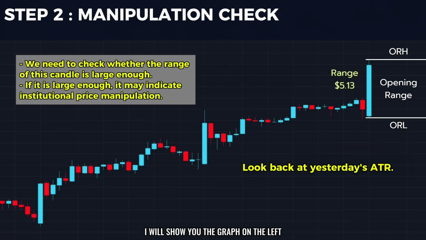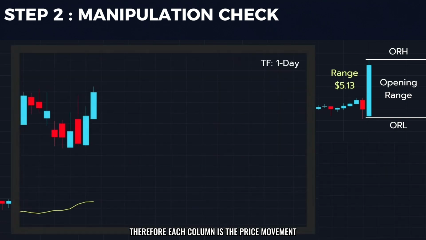I will show you the graph on the left. This graph is a one-day time frame. Therefore, each column is the price movement of yesterday and the day before. At the bottom is the ATR that measures the price fluctuation. We will focus on yesterday's column and look at the ATR. We will read its value, and when we read it, we got a price of about $6.